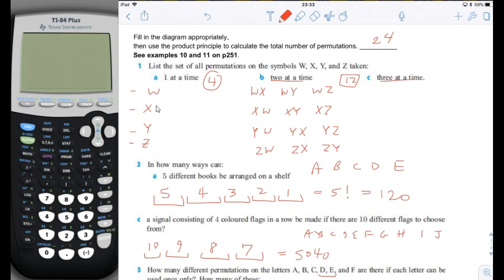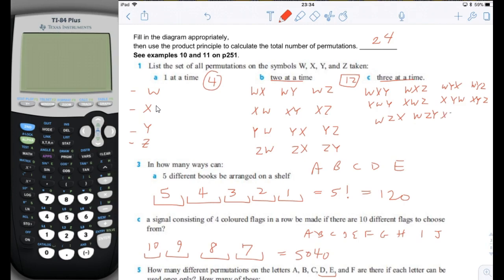So you can see there are actually 12 possibilities for that. And what if I take 3 at a time? What would that look like? Okay, I could have WXY, WXZ, WYX, WYZ, XWY, XWZ, XYW, XYZ, WZX and WZY.